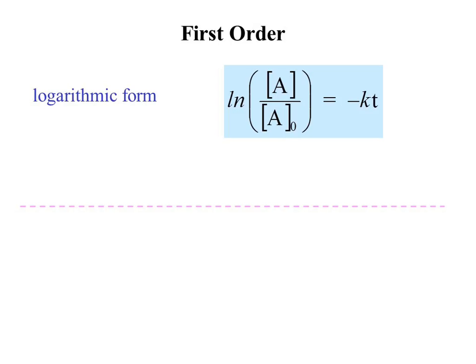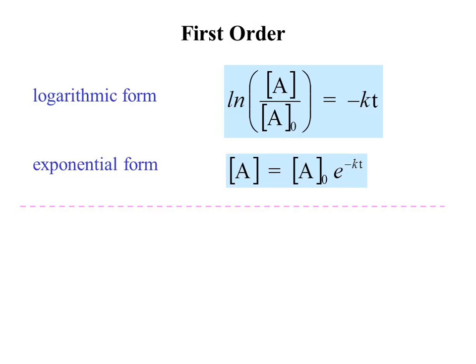But this last law of logs down here says basically if you take E, which is a weird number, E raised to the natural log of x, that's equal to x. I mention that because if we want to get rid of that natural log sign, we can take E raised to the ln of A over A0 is equal to E raised to the negative KT. Okay, what that would be equal then is A over A0 is equal to E raised to the negative KT.